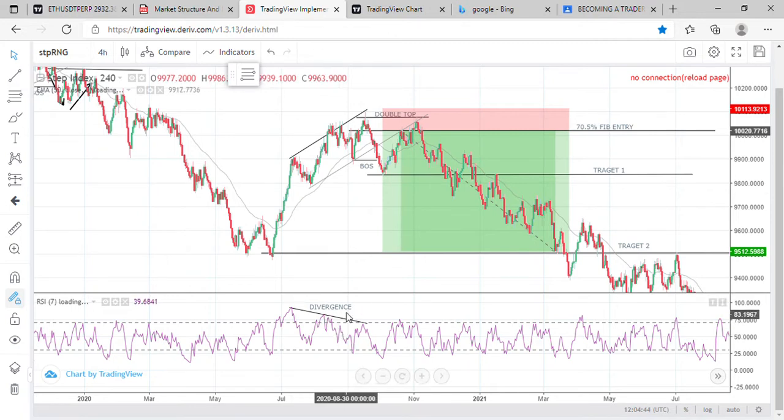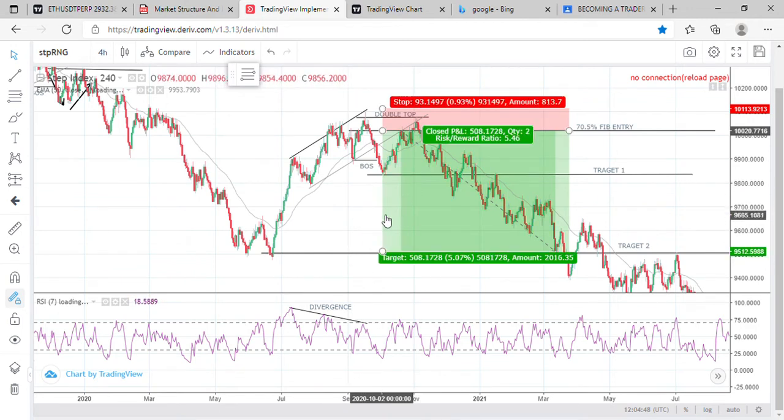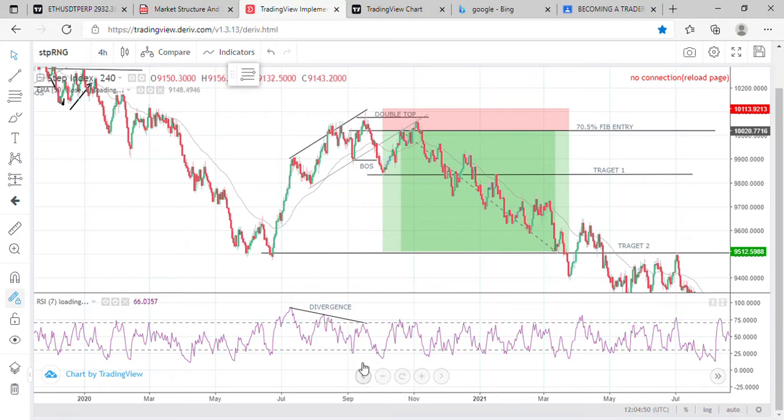Now, a lot of these methods are going to give you confluence. You trade RSI divergence, you combine it with your trend line break, or you just trade even your trend line break, trade psychological numbers. They're going to give you a lot of confluence.